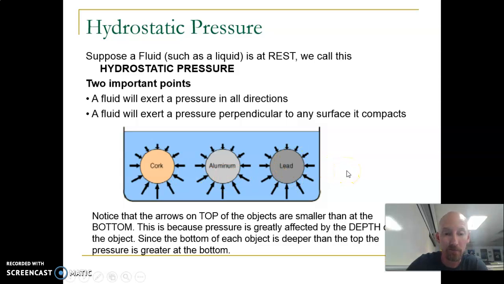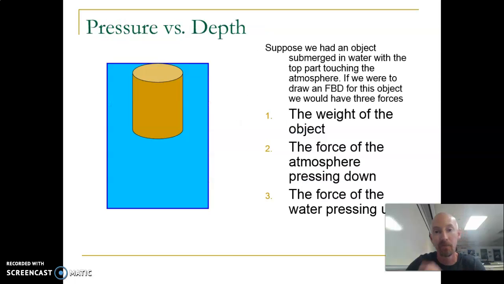So this is a thing. All right, suppose we had this cylinder, and it's submerged, but the top of it is floating right at the top of the liquid, right? If we were to draw a free body diagram, what would it look like? You'd have three forces. Where do those forces go? What is it going to look like, right?